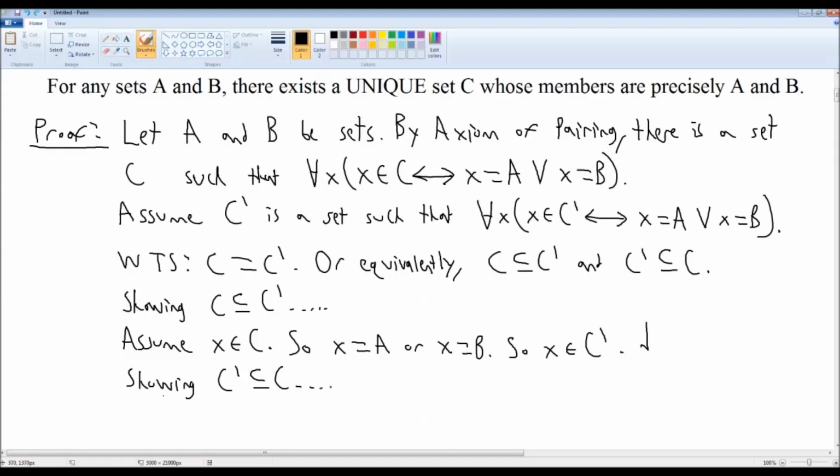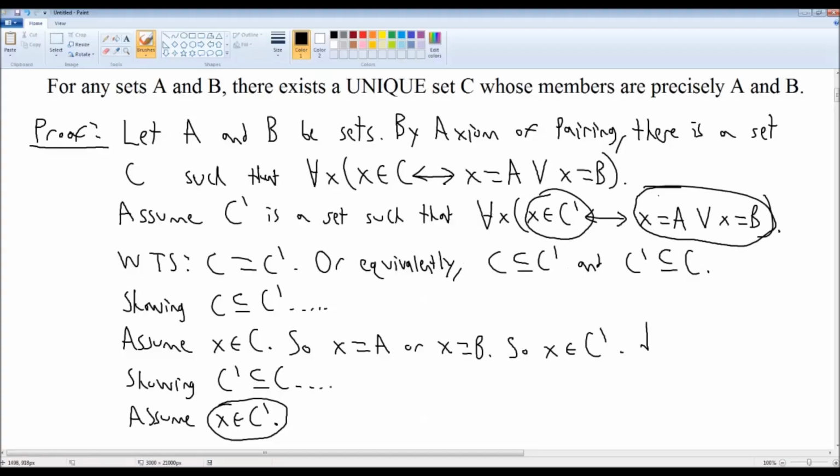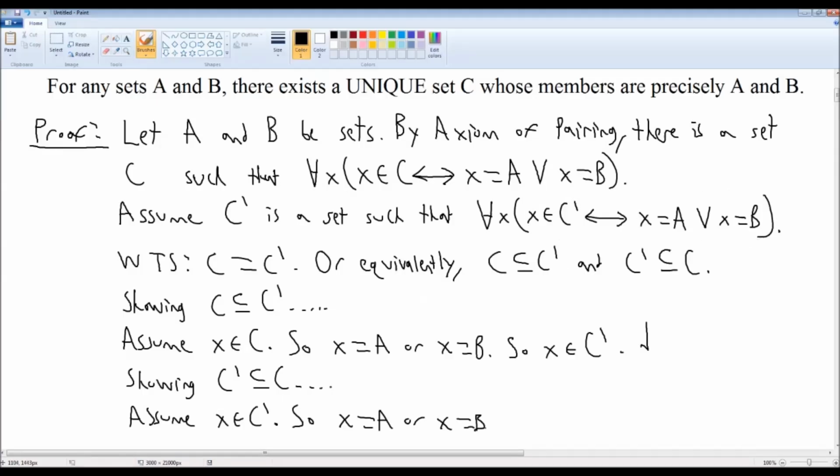Next, we want to show that C prime is a subset of C. How do we do that? Well, exact same logic. We assume that X is an element of C prime, and we want to show that X has to be an element of C as well. Well, since X is in C prime, then this part tells us that X has to be A or it has to be B. So X has to be A or X has to be B. But since X is A or X is B, this part tells us that X has to be in C. So X is an element of C. So that shows anything in C prime has to be in C as well.